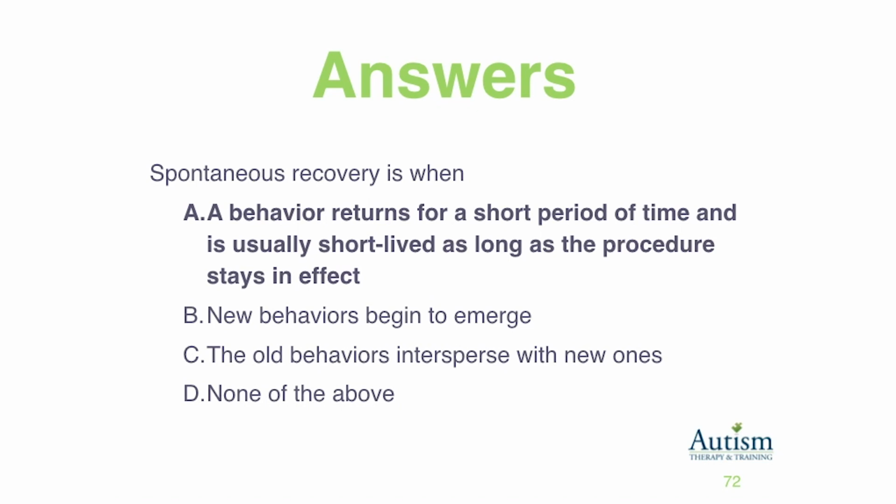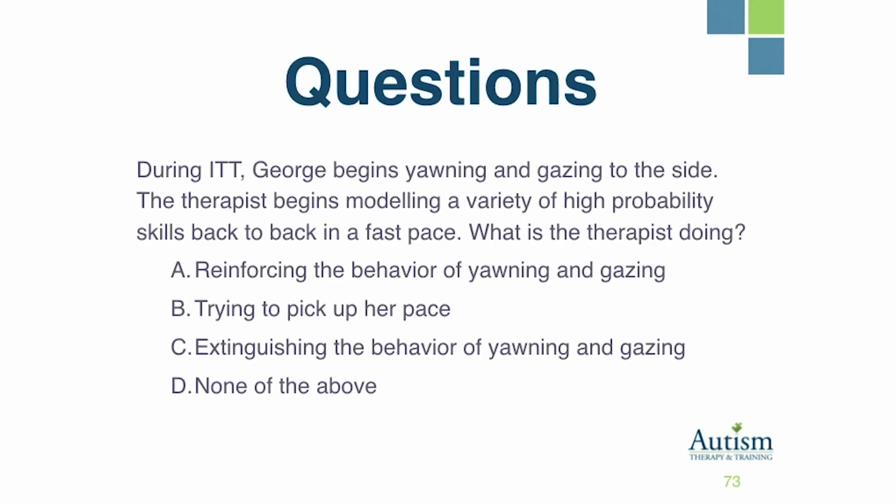During ITT, George begins yawning and gazing to the side. The therapist begins modeling a variety of high probability skills back to back in a fast pace. What is the therapist doing? A. Reinforcing the behavior of yawning and gazing. B. Trying to pick up her pace. C. Extinguishing the behavior of yawning and gazing. Or D. None of the above.